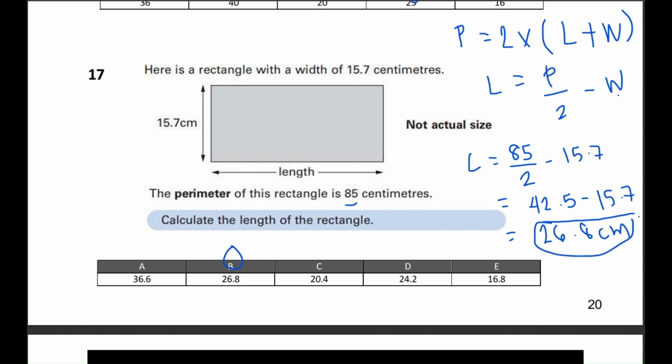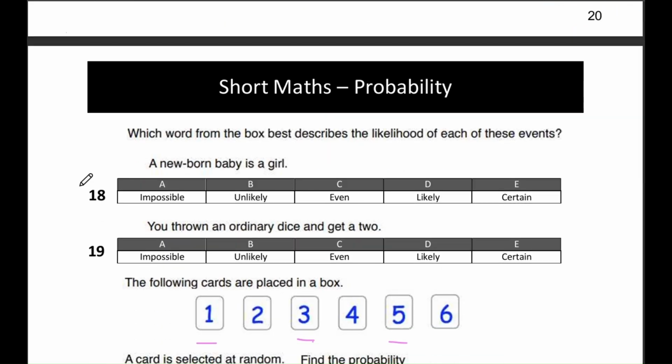Question number 18. A newborn baby is a girl. Which word from the box best describes the likelihood of this event? Our options are A, impossible, B, unlikely, C, even, D, likely, and E, certain. The answer here is option C, even. The chance of a newborn baby being a girl is roughly 1/2, and we describe this as having an even chance.